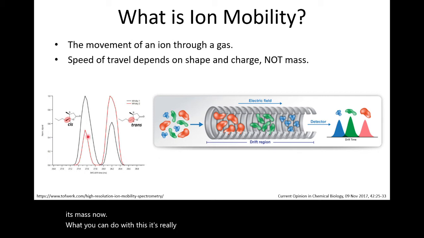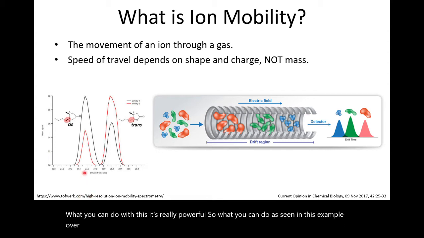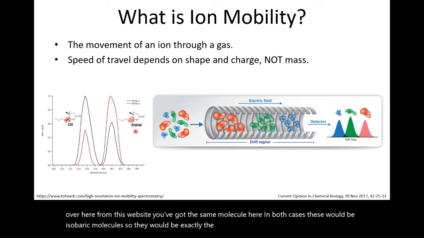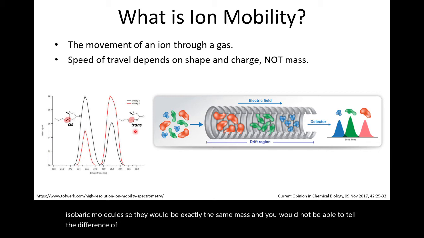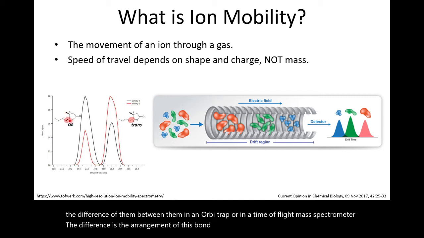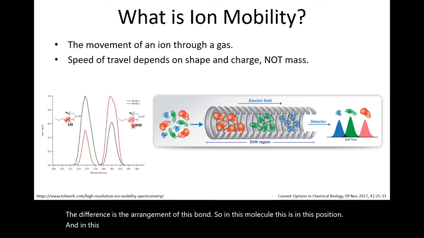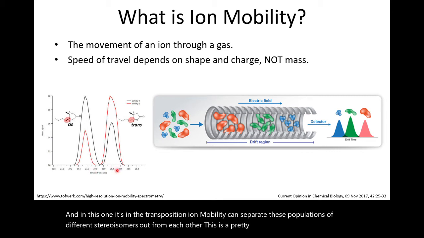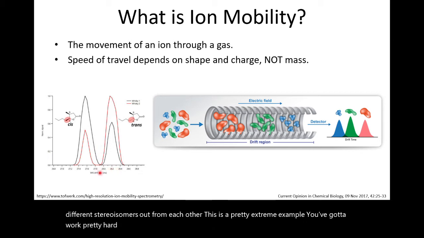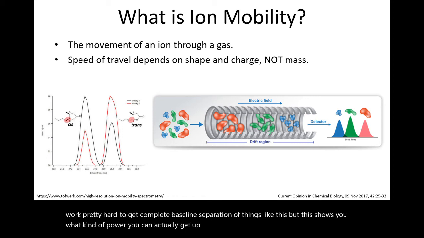So what you can do, as seen in this example over here from this website, you've got the same molecule here in both cases. These would be isobaric molecules, so they would be exactly the same mass, and you would not be able to tell the difference between them in an Orbitrap or in a time of flight mass spectrometer. The difference is the arrangement of this bond. So in this molecule, this is in the cis position, and in this one, it's in the trans position. Ion mobility can separate these populations of different stereoisomers out from each other. This is a pretty extreme example. You've got to work pretty hard to get complete baseline separation of things like this, but this shows you what kind of power you can actually get up to in these instruments.